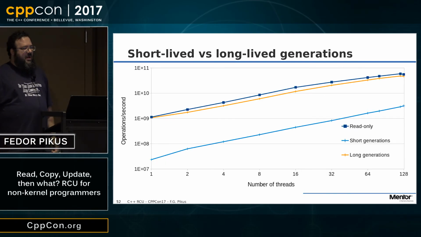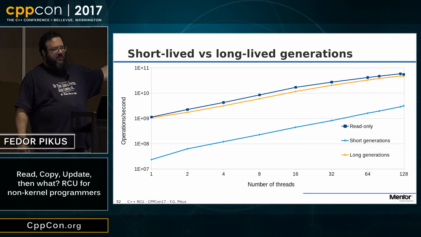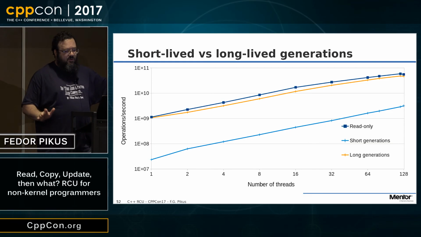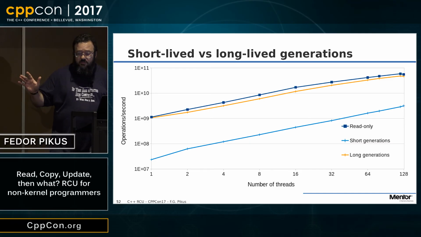So I've shown you these two plots separately. Now they're on the same plot. The difference between the fast RCU and the slow RCU that I showed before, in my case, was that one had short generations, one had long generations. That was all the difference.